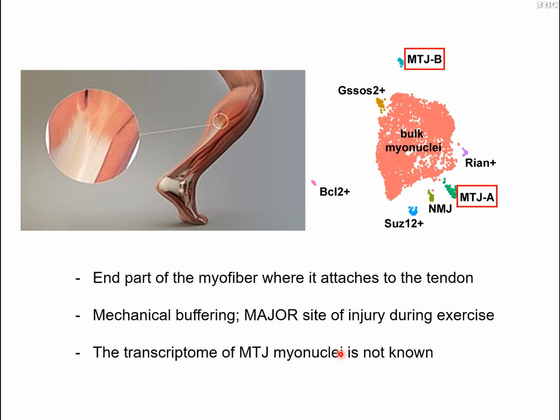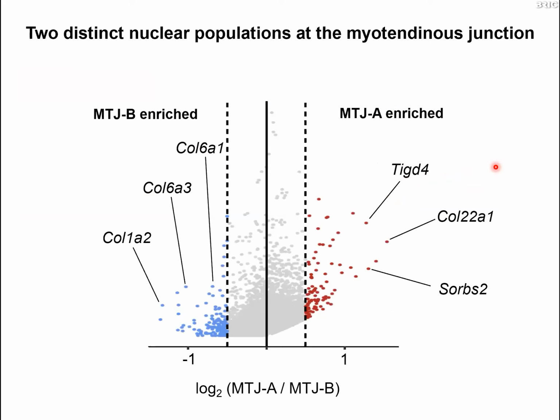And quite interestingly, we could identify two nuclear subtypes that express genes related to the myotendinous junction, which we named as MTJ-A and MTJ-B. And in case of MTJ-A, these nuclei were characterized by specific expression of genes such as TIGD4 and collagen 22A1. And especially this collagen 22A1 has been functionally characterized in the zebrafish model using morpholino knockdown, which completely disrupted the myotendinous junction development.